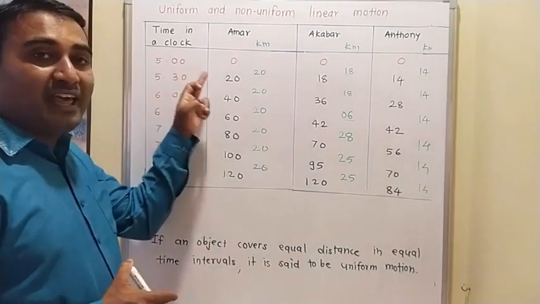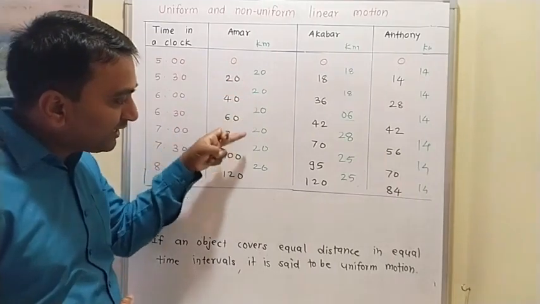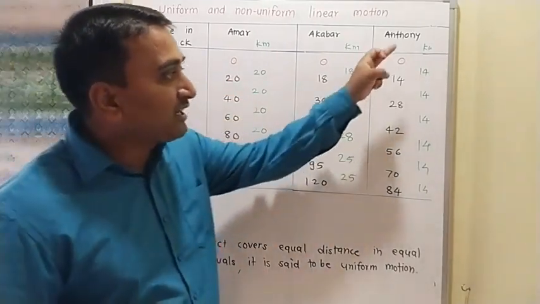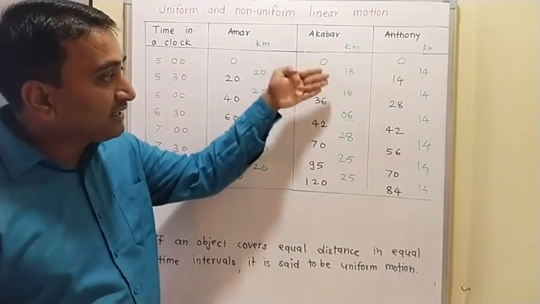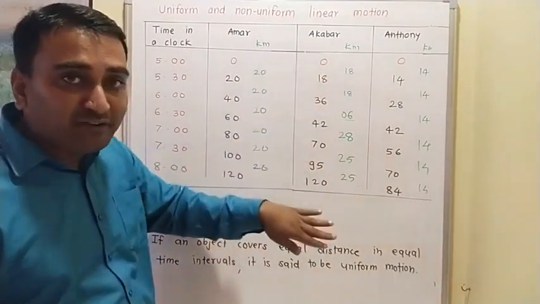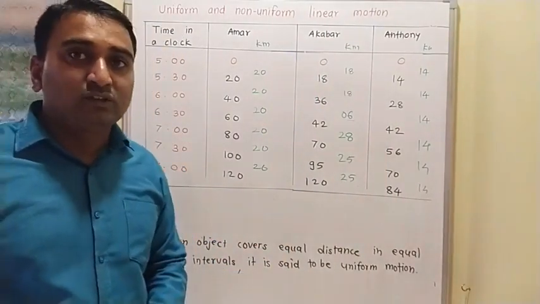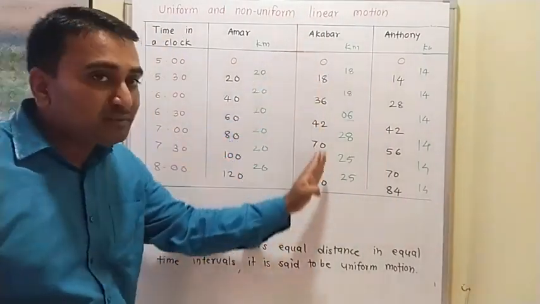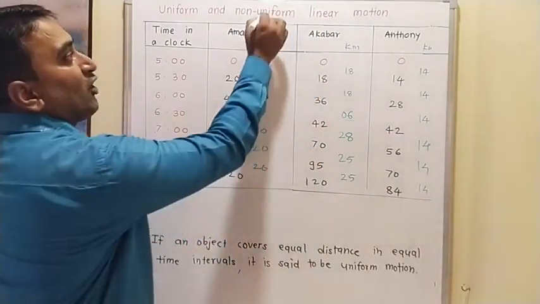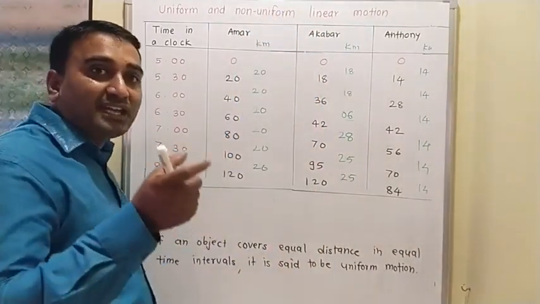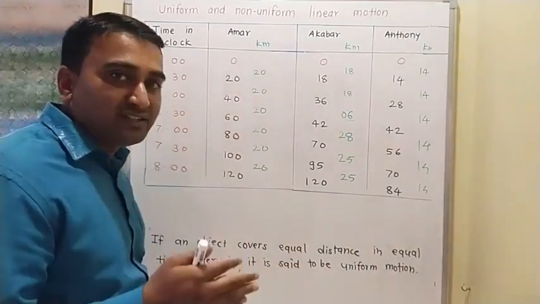After every 30 minutes, you are getting 20, 20, 20, 20, 20, 20, and here we are getting 14, 14, 14, 14, 14, 14. But what about here? 18, 18, 6, 28, 25, 25. So not an equal distance in equal interval of time. So Akbar's journey, or Akbar's motion, is considered non-uniform, because in equal interval of time Akbar is not covering the equal distance.